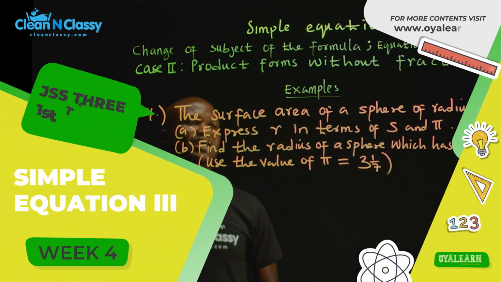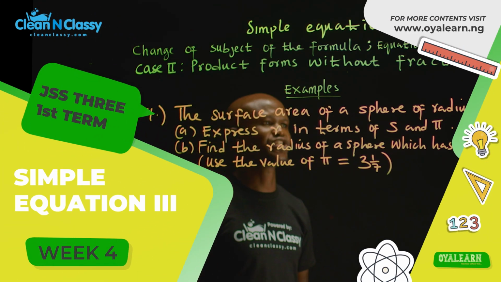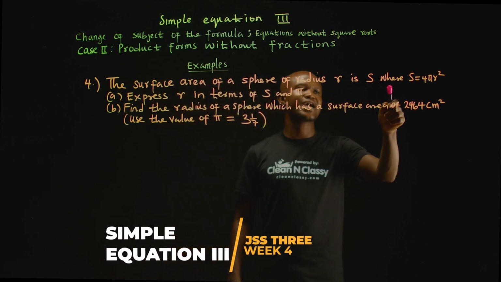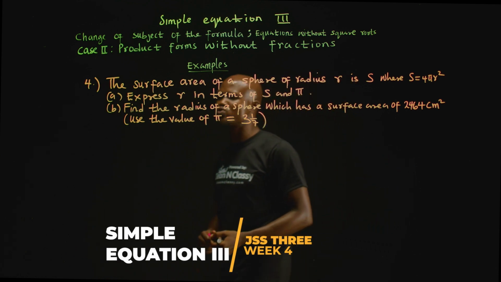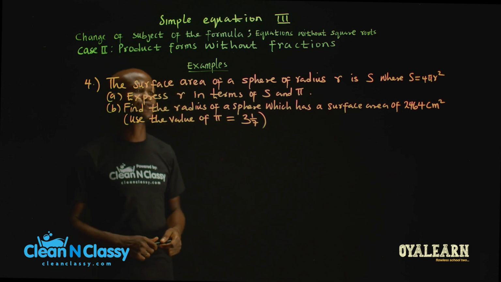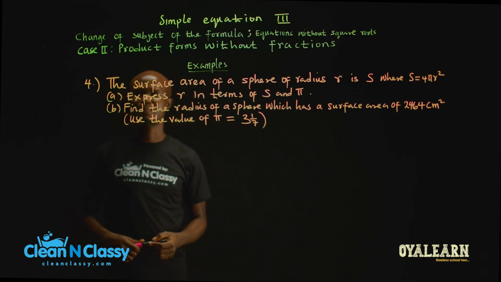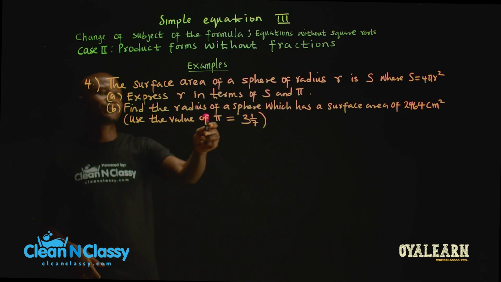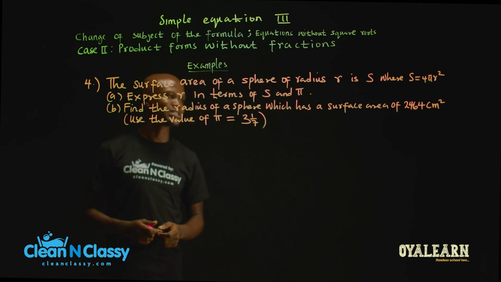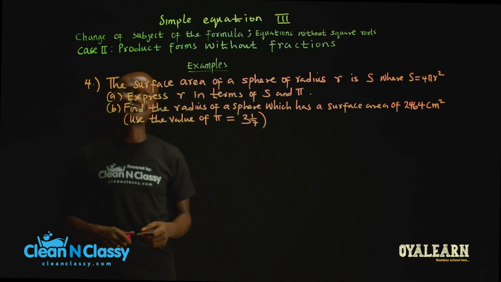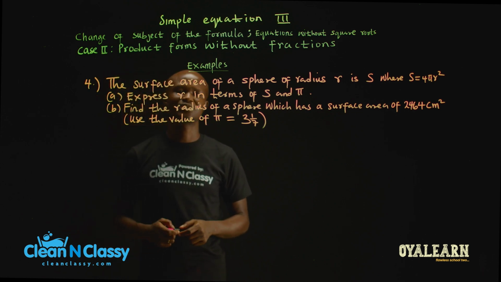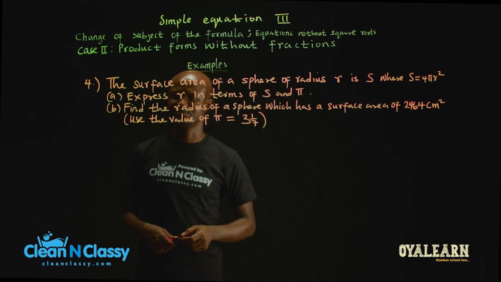The surface area of a sphere of radius r is S, where S equals 4 pi r squared. A. Express r in terms of S and pi. B. Find the radius of a sphere which has a surface area of 2,464 centimeters squared. Use the value of pi equals 3 1/7. Solution.